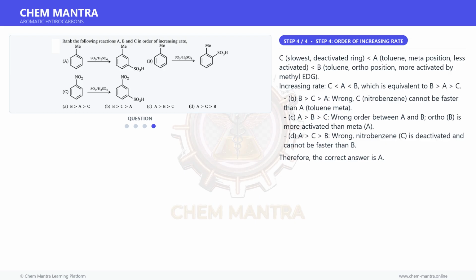A, toluene meta. Option C, A < B < C, wrong order between A and B; ortho, B, is more activated than meta A. Option D, A < C < B, wrong; nitrobenzene, C, is deactivated and cannot be faster than B.